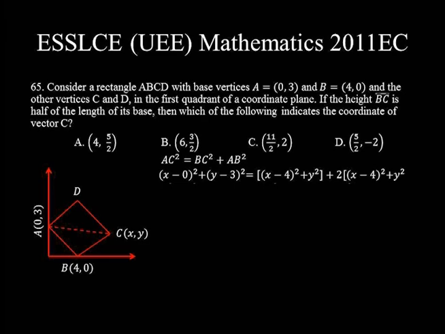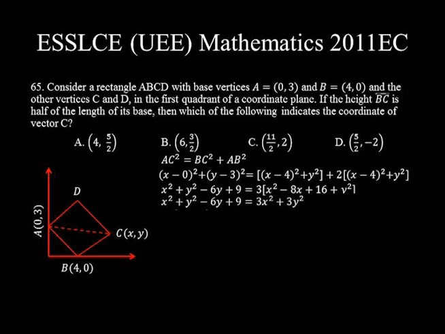This expression gives us x minus 0 means x, that's x square, plus (y minus 3) the whole square means y square minus 6y plus 9, which is equal to. The two expressions are similar, so we can add their coefficients, that's 1 plus 2, that is 3, times (x minus 4) the whole square means x square minus 8x plus 16 plus y square. This implies x square plus y square minus 6y plus 9 is equal to 3 times x square is 3x square, plus 3 times y square, 3y square, minus 3 times 8x is 24x, plus 3 times 16 is 48.